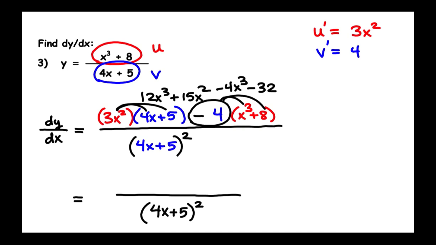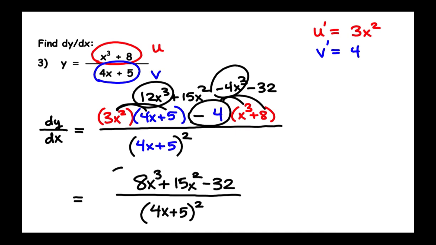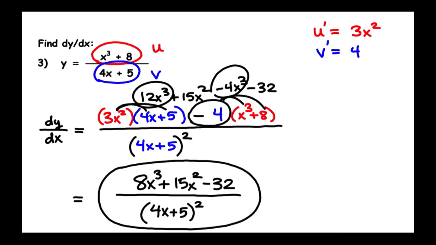We do have like terms. 12x cubed minus 4x cubed, that'll be 8x cubed. And then the rest just gets copied. Plus 15x squared minus 32. And this is the derivative using the quotient rule.